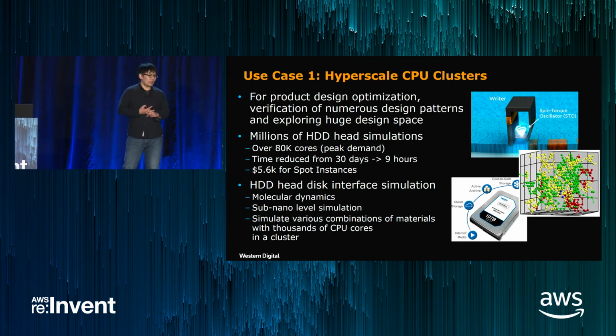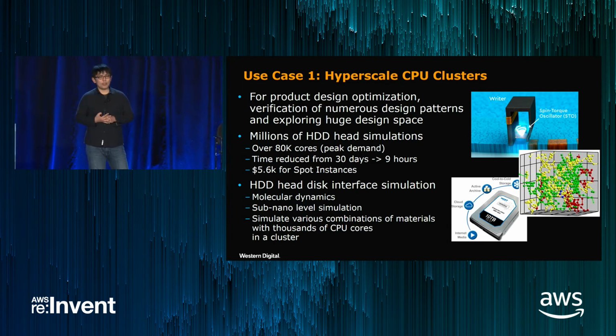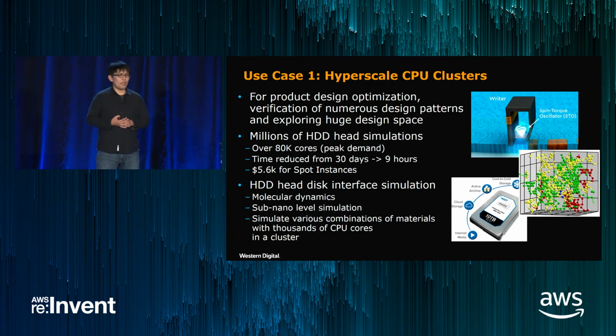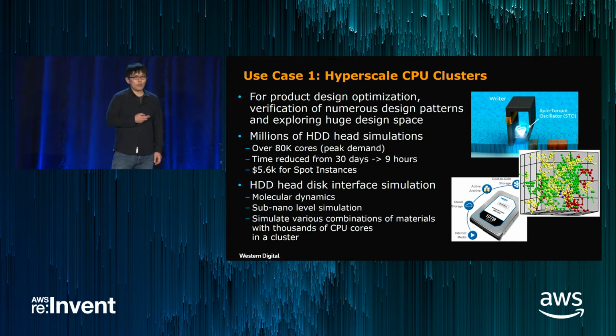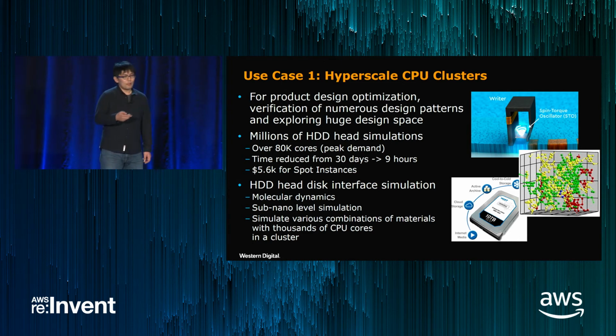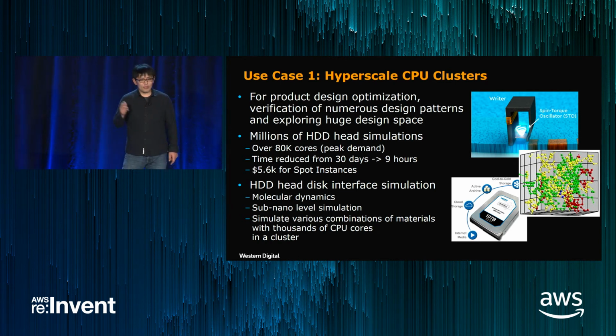So let's see some actual use cases. The first one is the hyperscale CPU cluster. This is probably what would be considered a stereotypical use case for cloud HPC. We have both commercial and in-house applications for design simulation. As I said on the previous page, we have an auto-scale computing cluster. Users submit a job on the elastic CPU computing cluster, and sometimes it may have hundreds of cores, sometimes 1,000 cores or more. That elasticity allows the user to verify all of the possible design patterns.